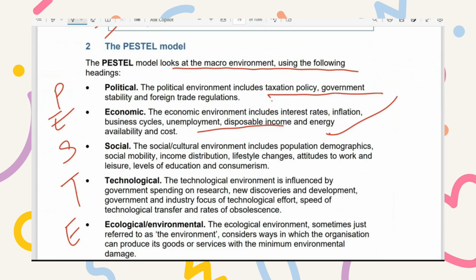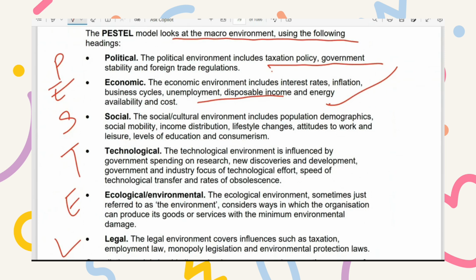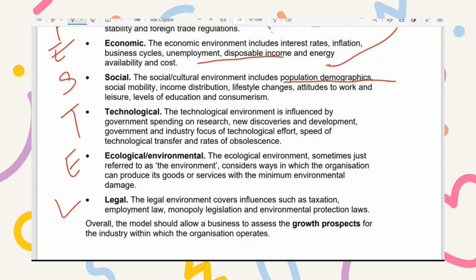You will see political stability, how stable the country or your company policies are, taxation, and how many benefits or facilities are given by the government. Economy also: you will see how the economy is developing and how they are supporting their business community. The social-cultural environment includes population, demographics, social mobility, income distribution, and lifestyle changes. These are also important changes.